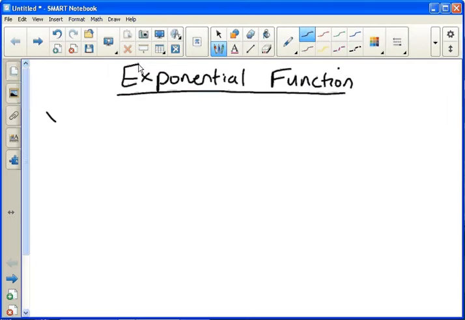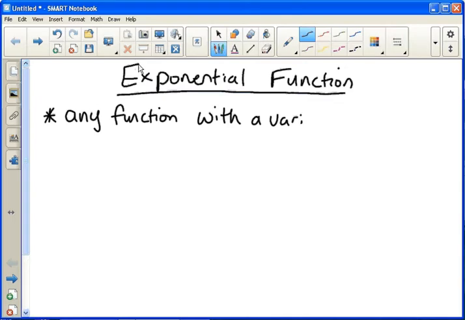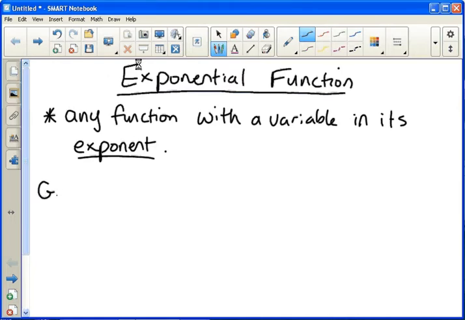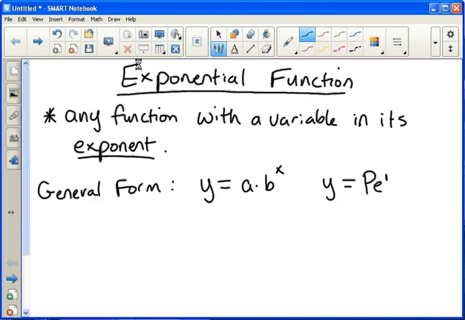An exponential function is any function with a variable in its exponent. Hence it's called exponential because the variable is in its exponent. The normal ways you see this are either y equals a times b raised to the x, or y equals pe to the rt. And these two equations are both exponentials.